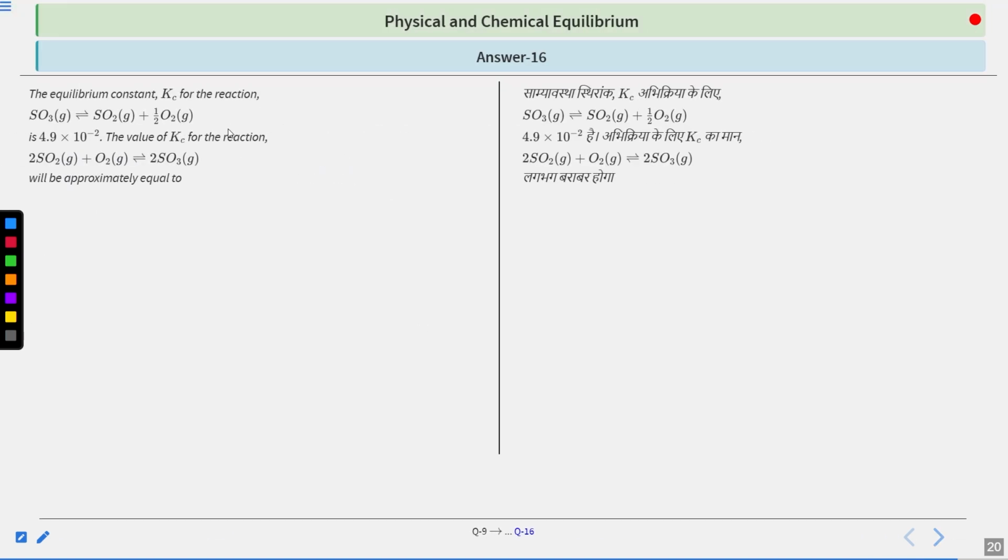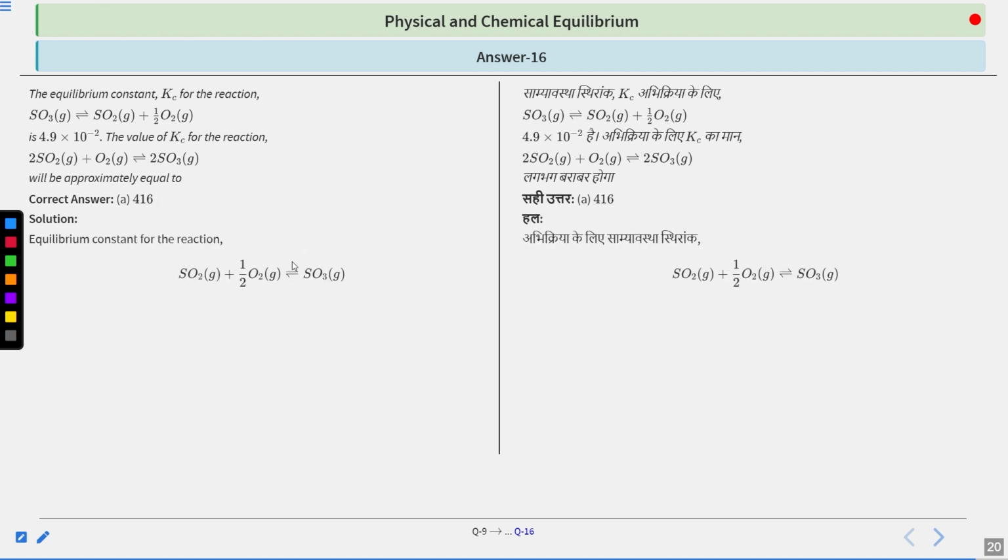So you are given two reactions, and both reactions are almost the same. The only difference is that the second equation is just multiplied by 2, and it is also reversed at the same time. Now for the first reaction, the Kc value is given. Using this value, you have to find the Kc value for the next reaction. So the correct answer will be A, 416.